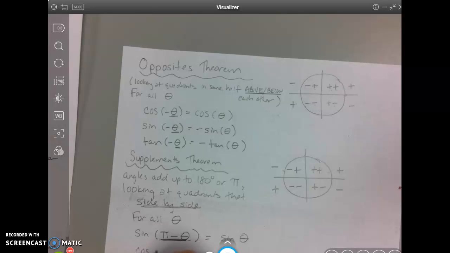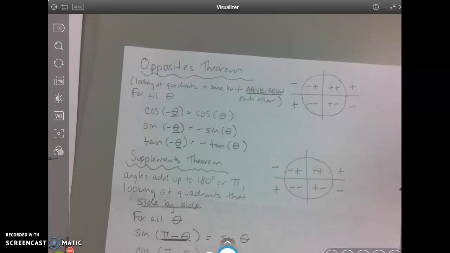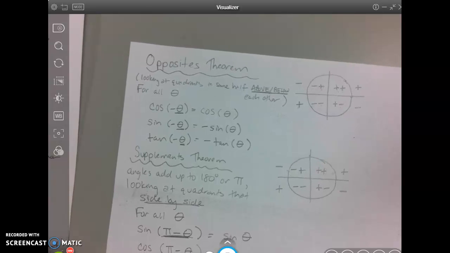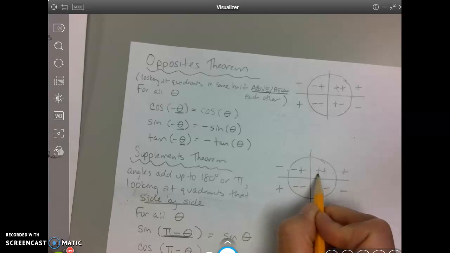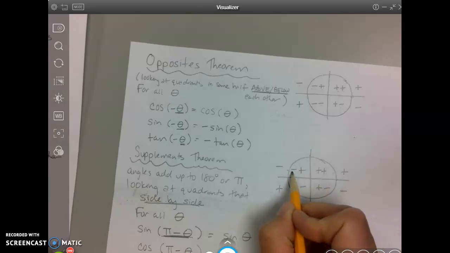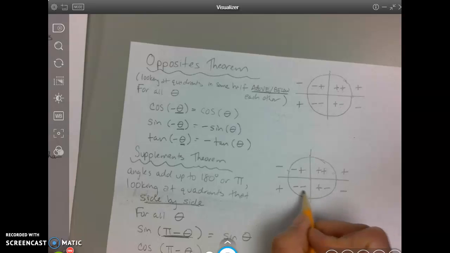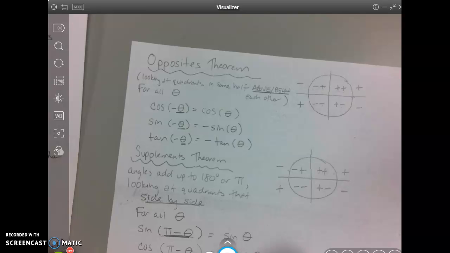Let's look at cosine. Okay, go in side-by-side quadrants. In side-by-side quadrants, cosine, here is positive, here it's negative. It changed. Let's go down here to these side-by-side quadrants. Positive, negative, it changed. So it is the opposite. The sign changes. When I say the sign, I mean the S-I-G-N.